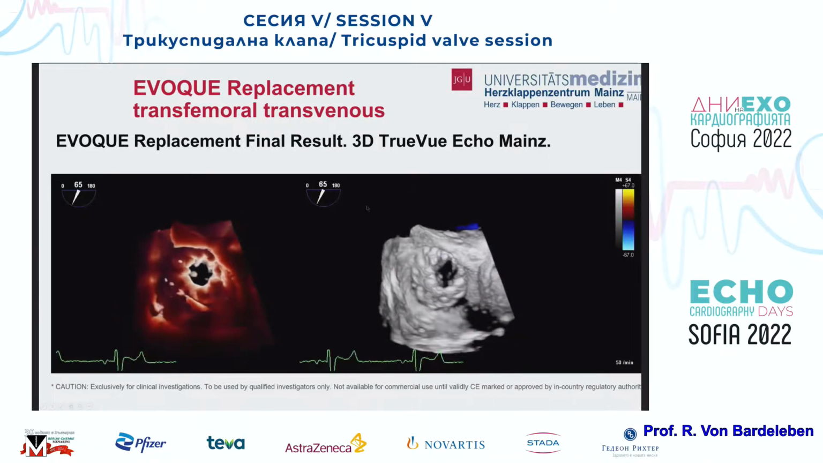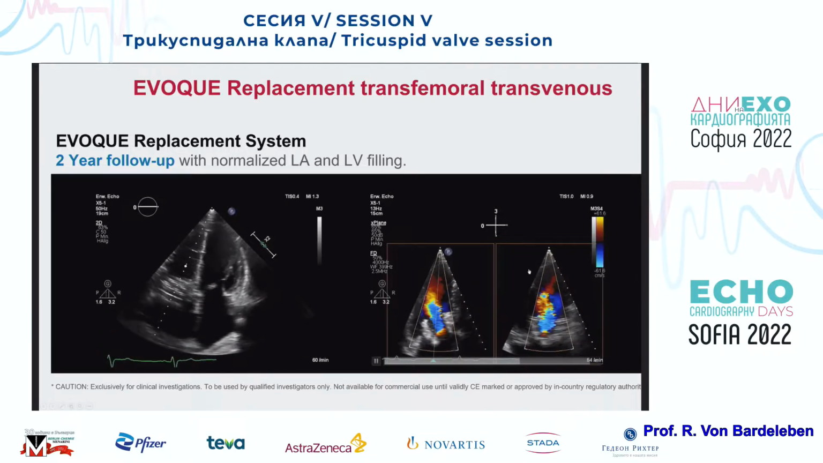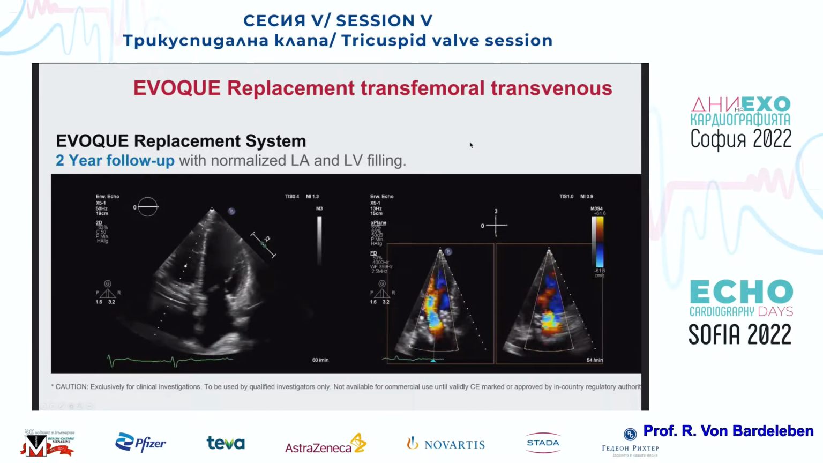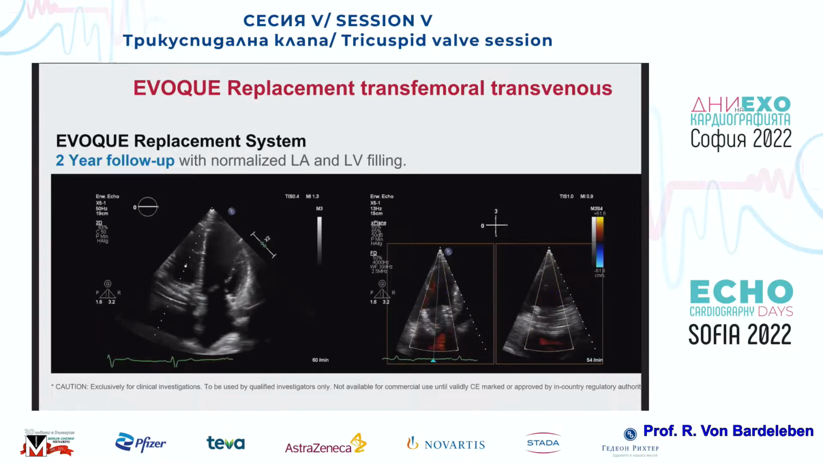And we now give you the 2-year follow-up of this patient, normalization of the left ventricle, and perfect function after 2 years in the severely diseased neuroendocrine tumor patient with fibrosis of the leaflets.